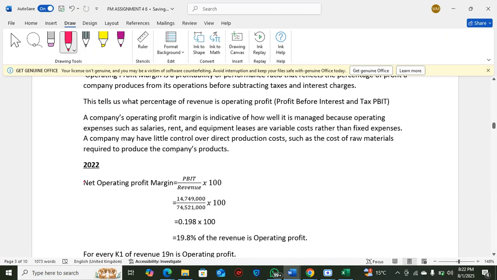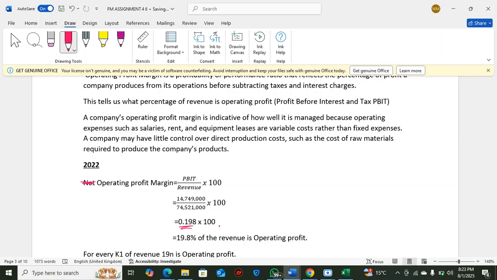Okay, not net. Yes, operating profit margin is profit before interest and tax. So for 2022, the profit before interest and tax is 40,749,000. The revenue is 74,521,000. Okay. When we divide 40,749 by 74,521, we get 0.198. Okay. So basically, for every one kwacha of revenue, 19 ngwe is operating profit.